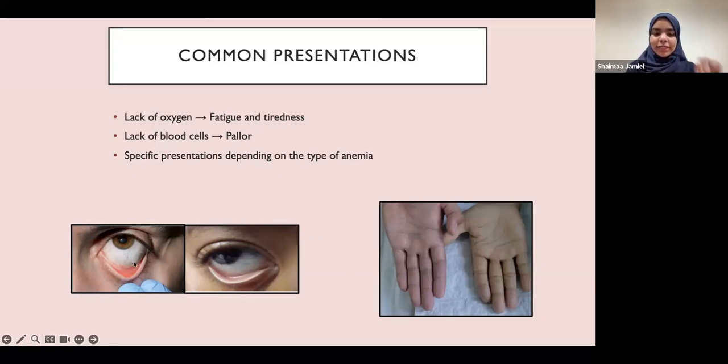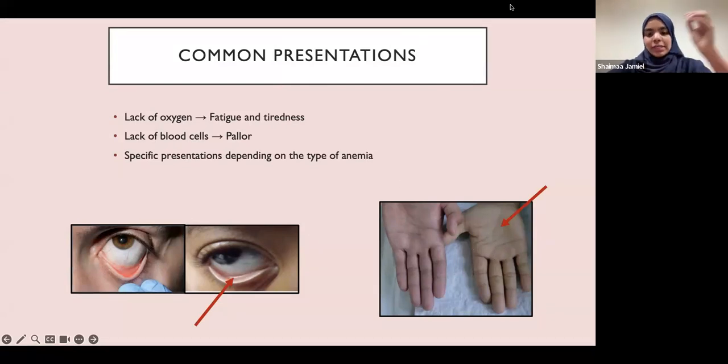So from these pictures, for example, which one is more pale? This one or that one? First or second? So the second one is more pale, right? And here, this one looks paler in comparison to that one. So this is how pallor would look like, either conjunctival or you can see it on the skin.